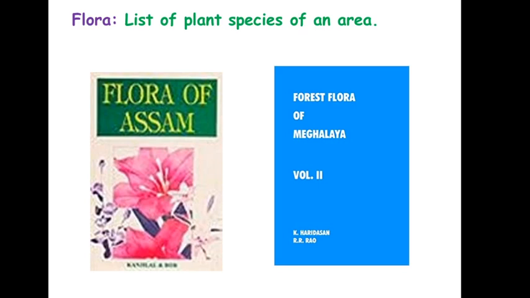Remember, list of plant species doesn't mean that you just have to write mango, jackfruit, plum, etc. Not like this. You have to give scientific names, botanical names of those plant species, and remember, flora is qualitative. Each and every plant species found in your study area has to be recorded, irrespective of their numerical strength.